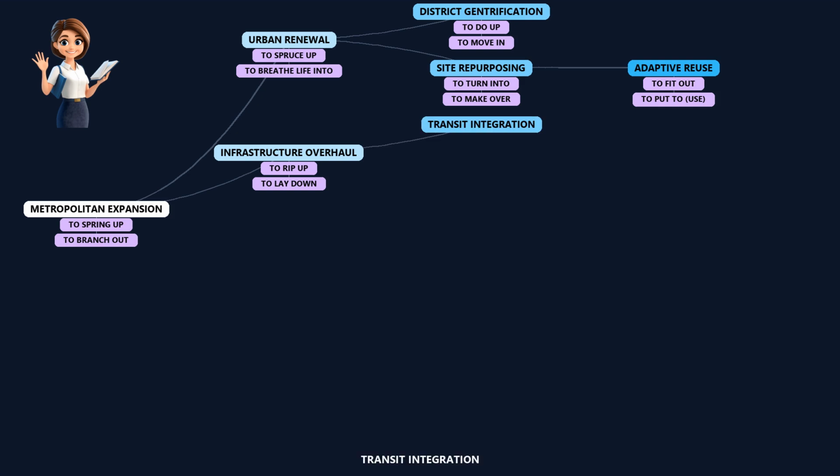Transit integration. Transit integration is a core part of infrastructure overhaul where different lines link up to speed up the daily commute. This means connecting the bus and the train so people can travel across the city much faster.